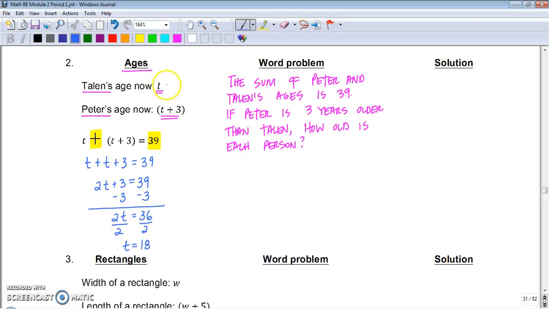I go up to the top. I like to plug these in next to my expressions. And so this would be 18 plus 3, which is 21. So then I'll write my answer, which is therefore Talon is 18 years old and Peter is 21 years old.